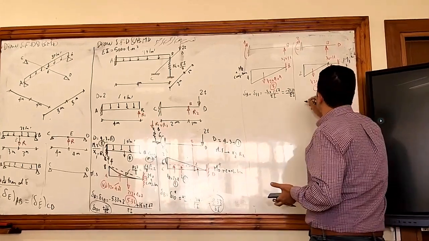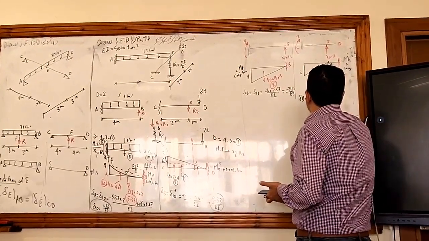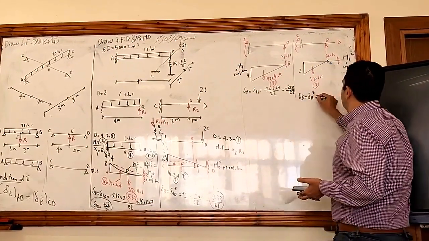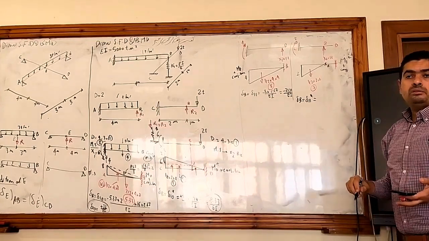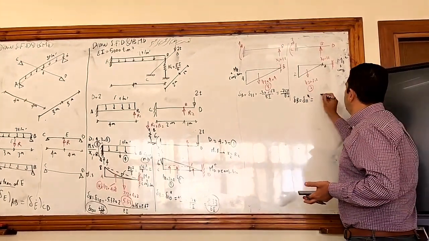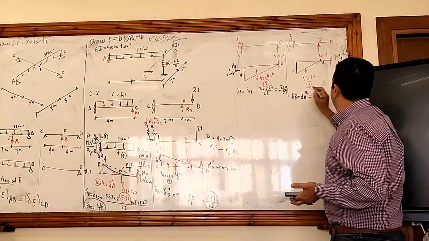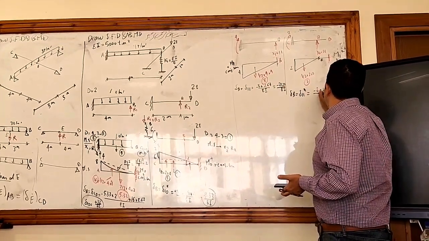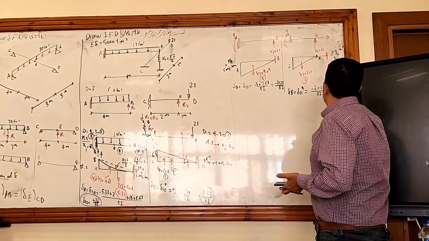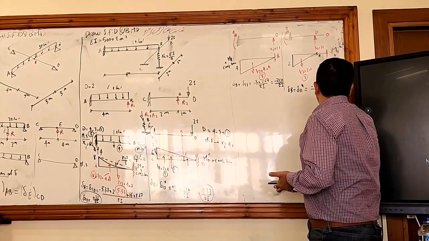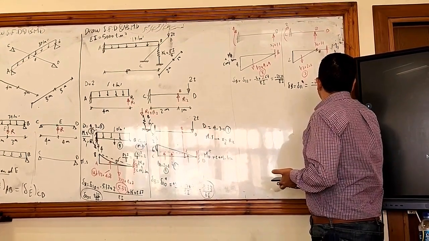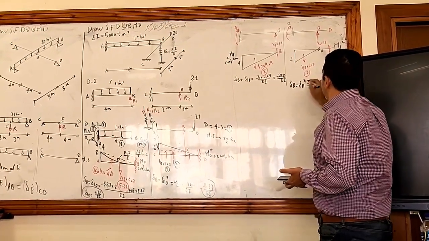So let's calculate delta B, which will be called delta 1 star, moment at point B. Only one force, negative 2 times 2/3 of the 2, which is 1.33, divided by EI. So it will be equal to negative 2.67 divided by EI.